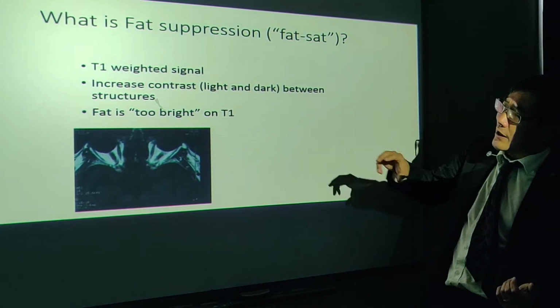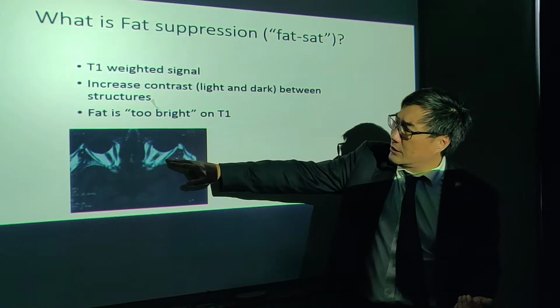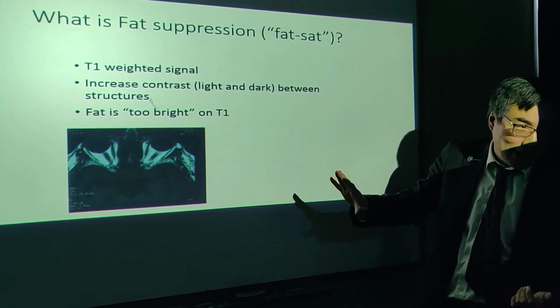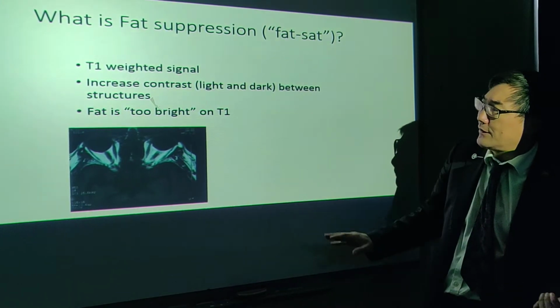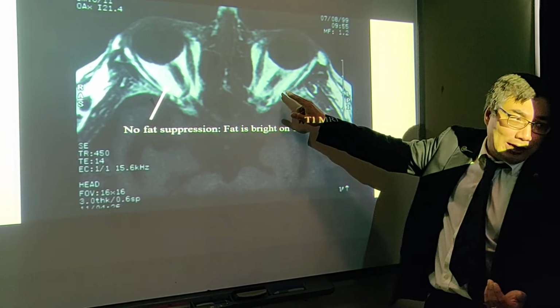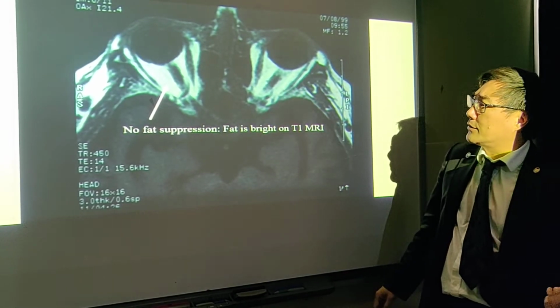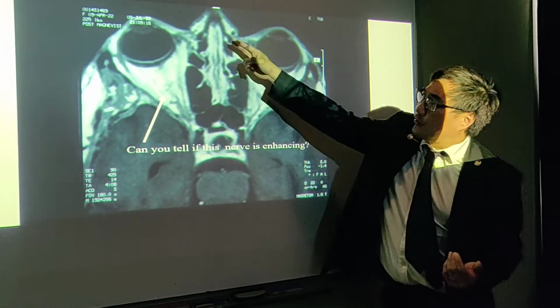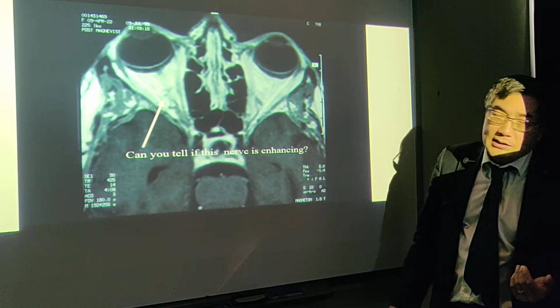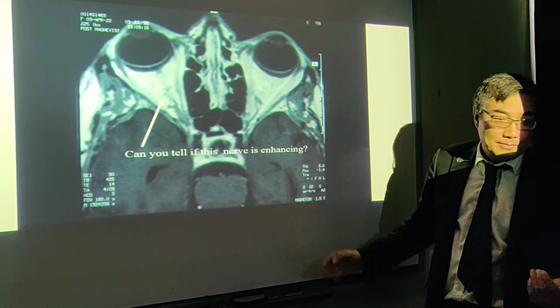And fat suppression allows us to suppress the normal fat. This is a T1 weighted study, pre-contrast. So you can see the fat is very bright, but it's too bright on T1 in the orbit, and we don't want to see that fat. So if we don't put fat suppression, the fat is very bright, and it's going to block our view of the contrast. So in this post-contrast study, you can see the contrast in the nose. You can't tell if that nerve is enhancing because you have white on white.